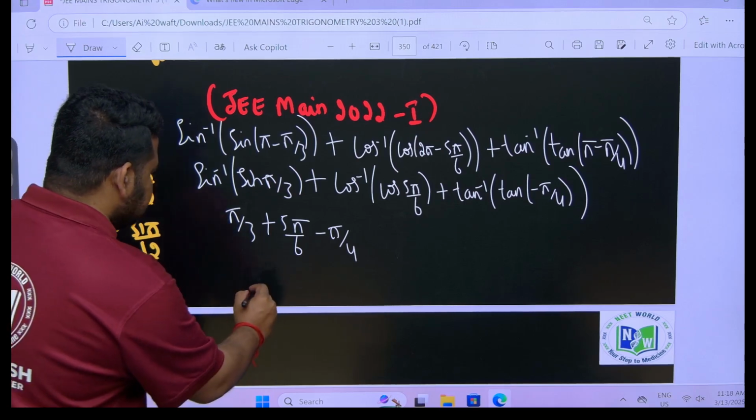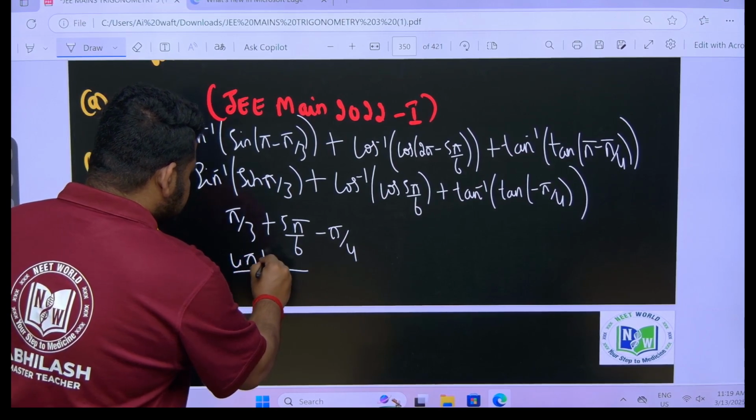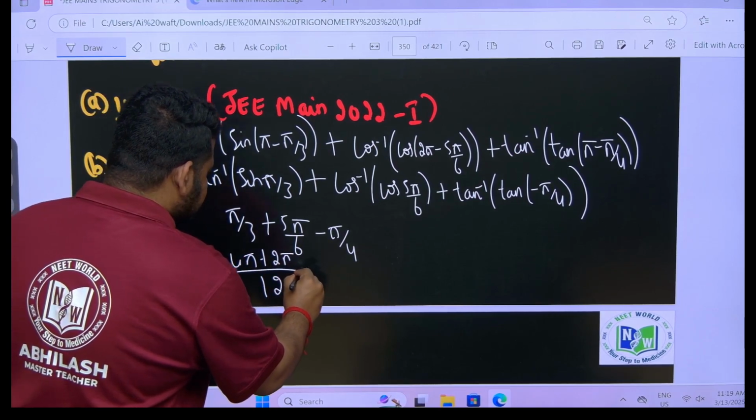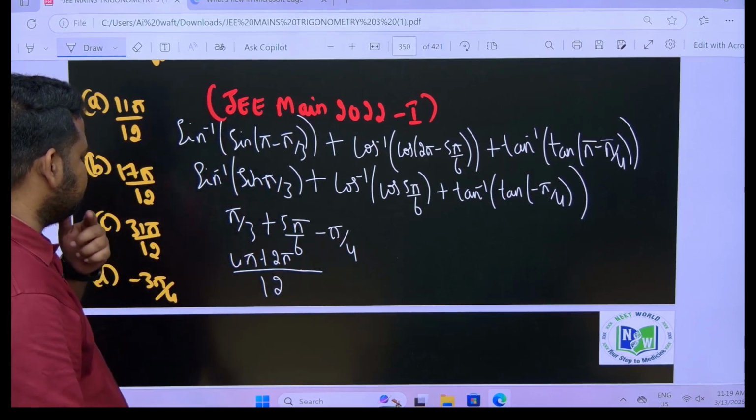LCM is 12. 12 is the LCM. 4 pi plus 2 pi. Okay, 4 pi plus 2 pi. What is this? 4 pi plus 2 pi.